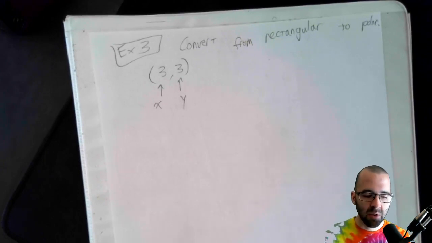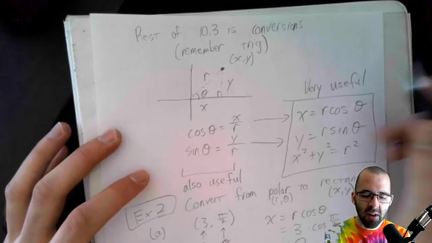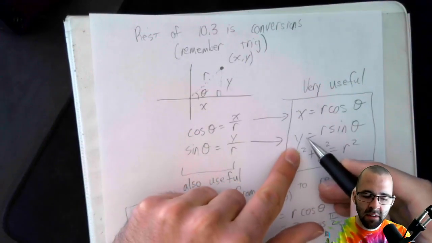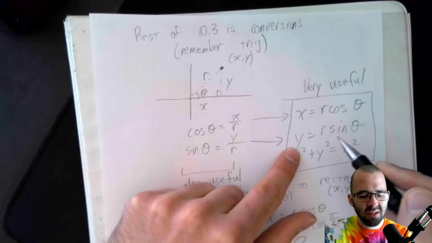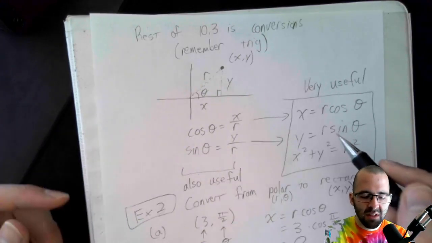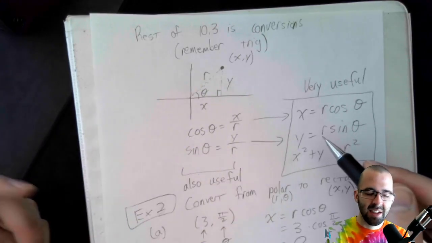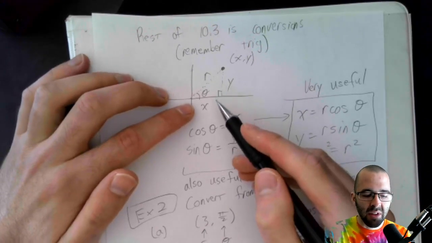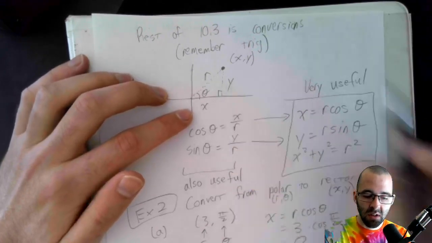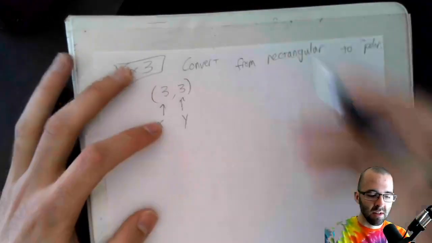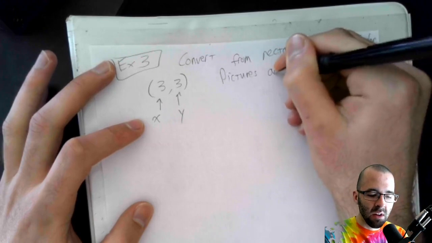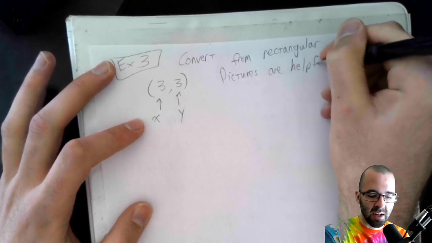So we can do things a couple different ways. You can go to these formulas, but these formulas aren't as useful. If x is 3 and y is 3, we could plug that in. Then we get a system of equations, and sure, we could solve the system of equations, but it takes a lot of time. It's easier to think about these for the picture. Pictures are helpful here.